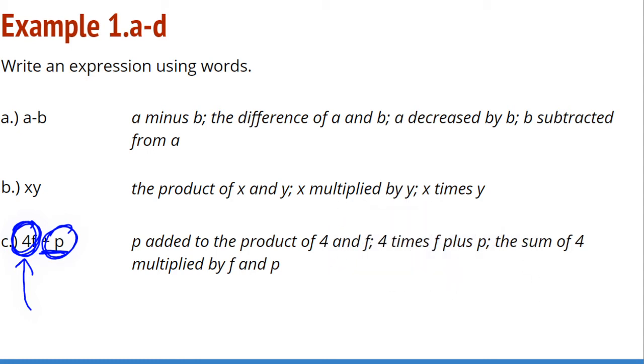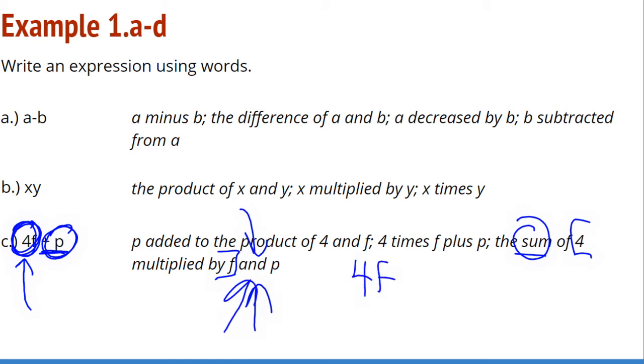The sum of 4 multiplied by F and P. So the sum of 4 multiplied by F, so my first part, when I say sum, I've got add-ins. Sum means I'm adding. What am I adding? 4 multiplied by F. I have the and here. This and is separating. So I've got 4 multiplied by F and P.